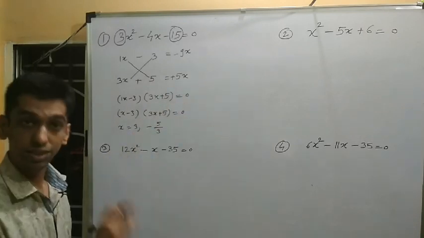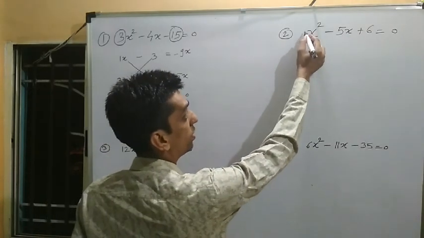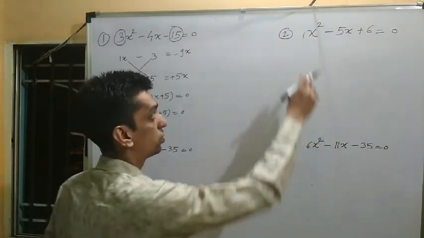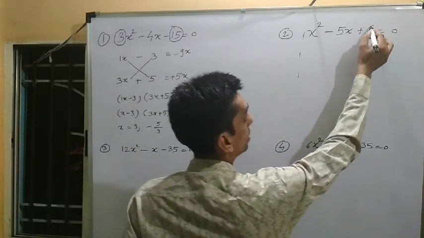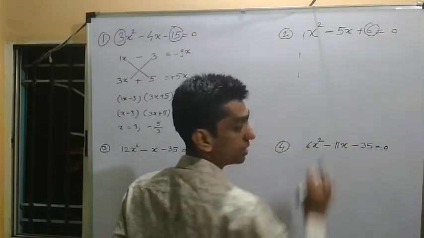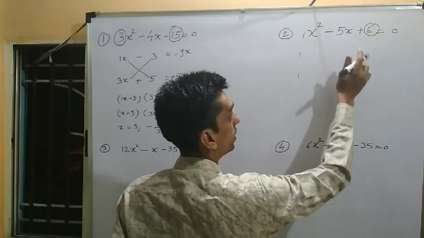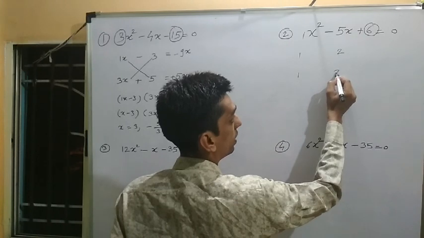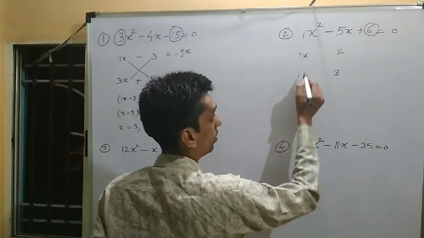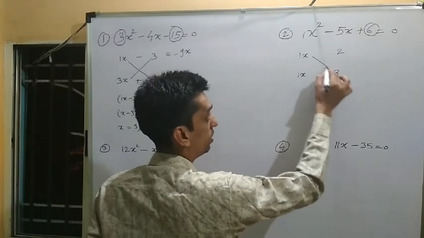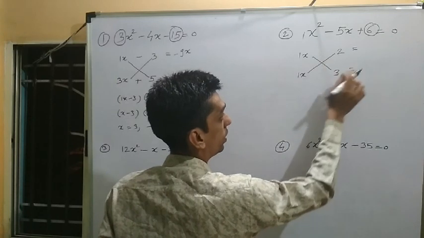Similarly, we can apply the same method for example 2 also. See here, the coefficient of x square is 1. Find the factors of 1. The factors of 1 are 1 ones are 1. Then take the constant term, that is 6 here. Again, find its factors. The factors of 6 are 2 threes are 6. Then take x here and here also. Then cross multiply it. So 1x into 3 is 3x.